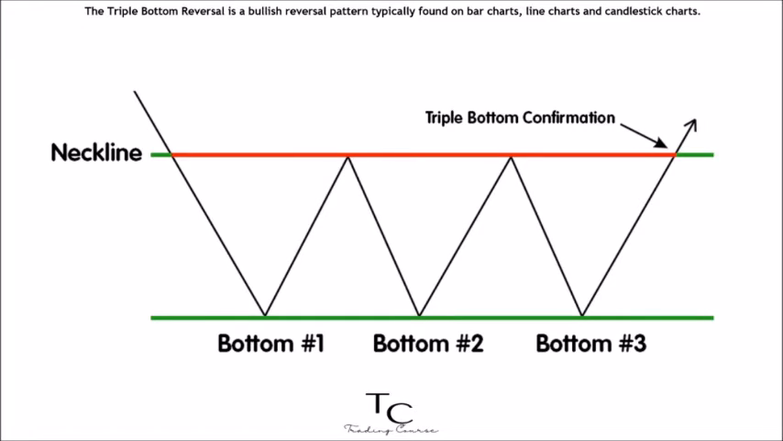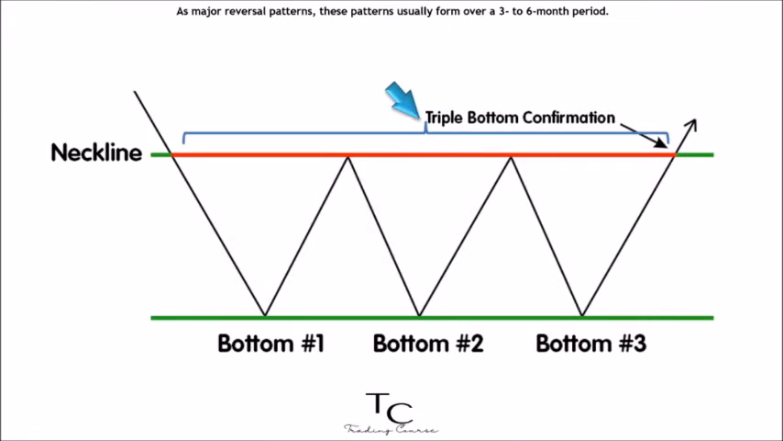The triple bottom reversal is a bullish reversal pattern typically found on bar charts, line charts and candlestick charts. There are 3 equal lows followed by a break above resistance. As major reversal patterns, these patterns usually form over a 3 to 6 month period.